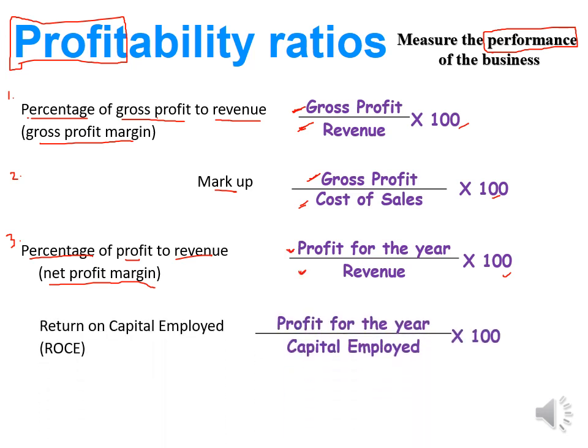Okay, the fourth formula, the last formula under profitability, is return on capital employed. Return on capital employed, or we call this ROCE. What is the formula to calculate return on capital employed?